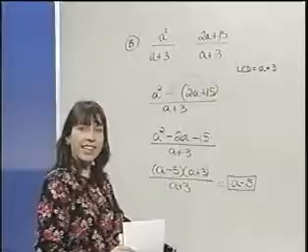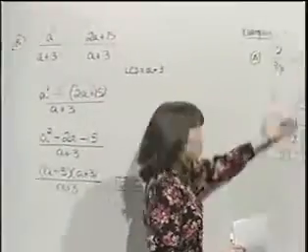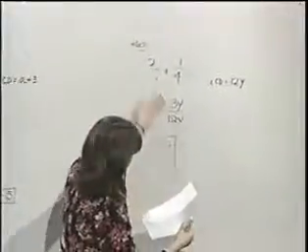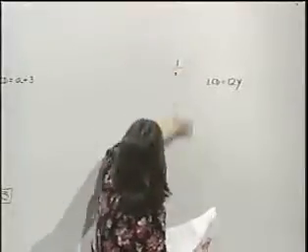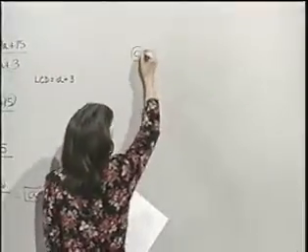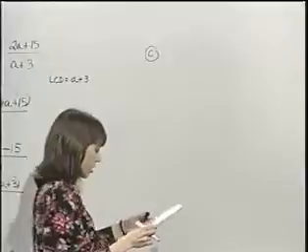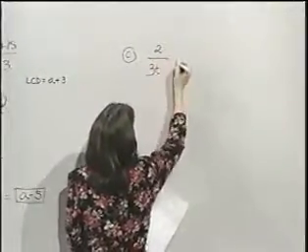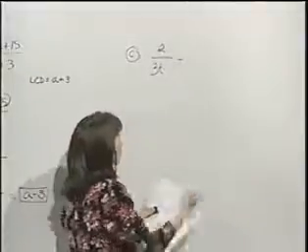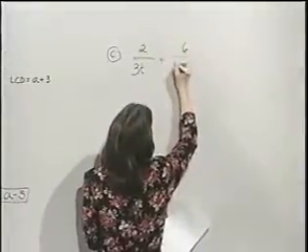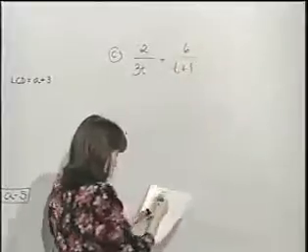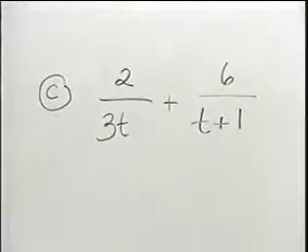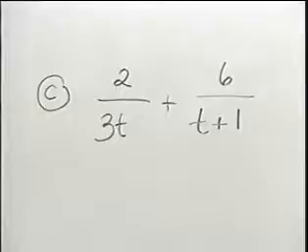All right. Are you getting the hang of it? I hope so. Let's look at example C. Example C is going to be another one. It involves variables. And let me erase this other stuff first. Okay, example C. Example C says let's add the fractions 2 over 3t plus 6 over t plus 1.